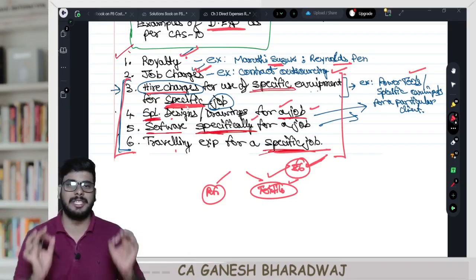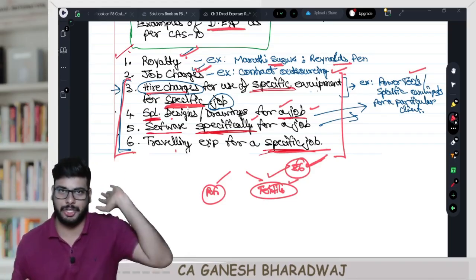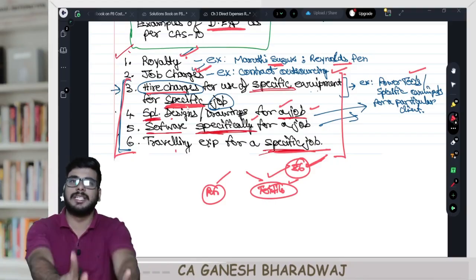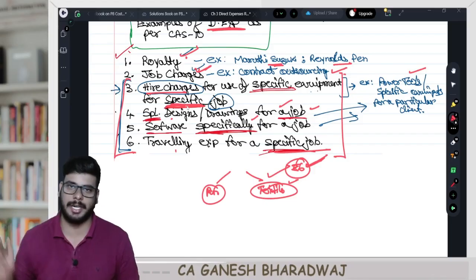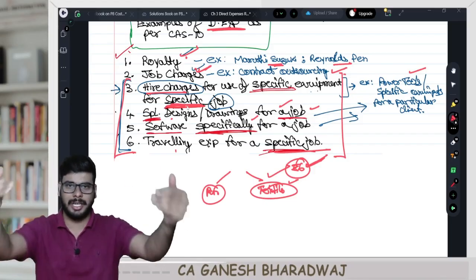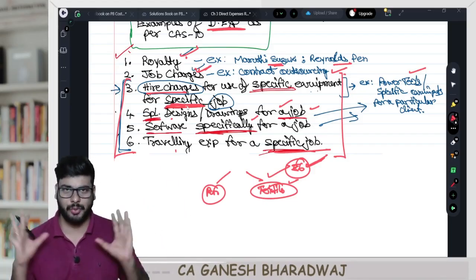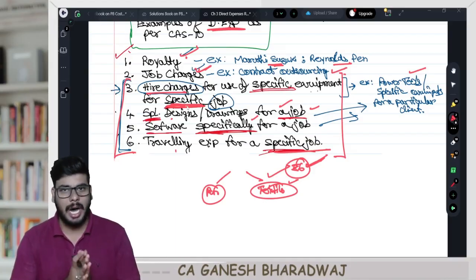Simple reason, the moment they are saying specific, it means it is for a particular job. Then it is directly traceable. Then it is an expense directly traceable to a job. It's a direct expense. It's not an indirect expense. Are you clear with this? Logically, an easy way to remember, just do it. This is the logical way also to remember. Are you clear with this?